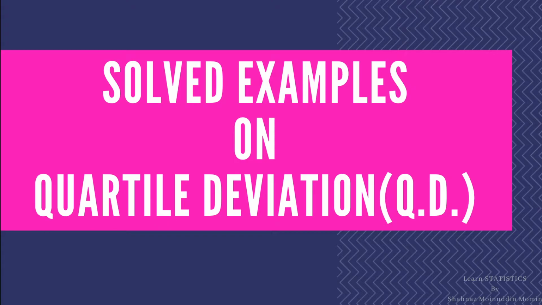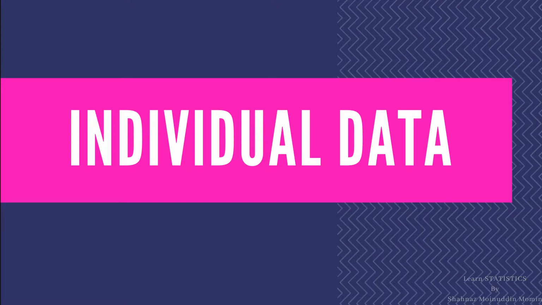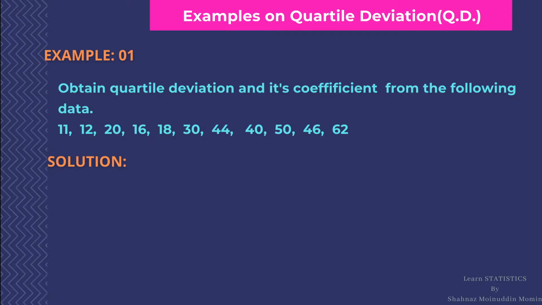So we shall start with the first type of data, individual data. Individual data means we are given separate numbers without frequency and without classes. That data is known as individual data. So we shall start with an example on quartile deviation for the individual data. Obtain quartile deviation and its coefficient from the following data. Here we are given the separate numbers as 11, 12, 20, 16, etc. And we have to obtain the quartile deviation and its relative measure known as coefficient of quartile deviation.